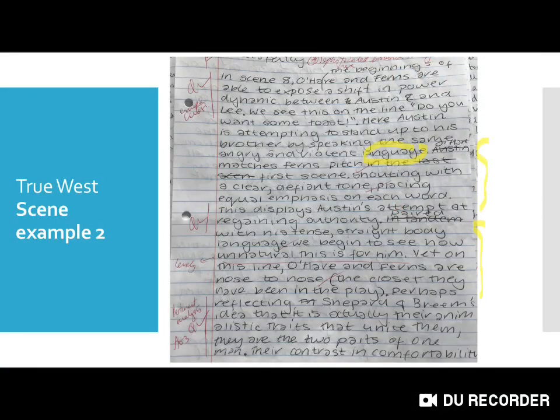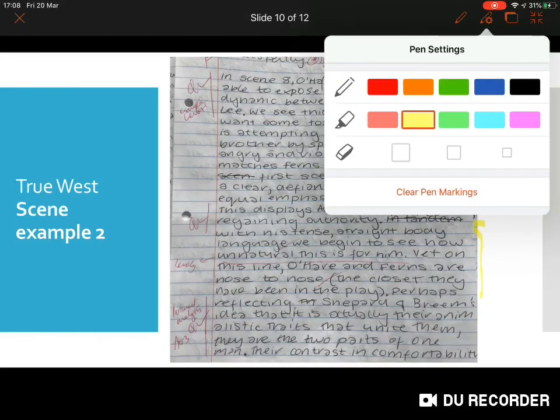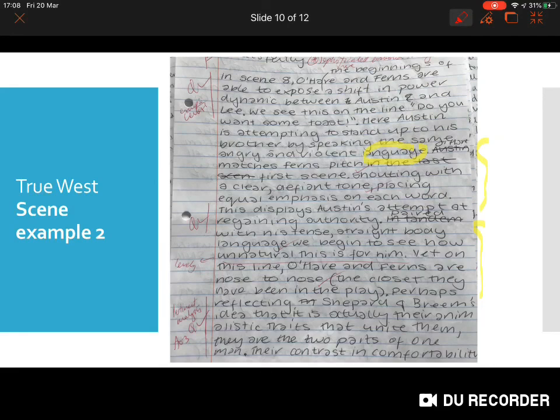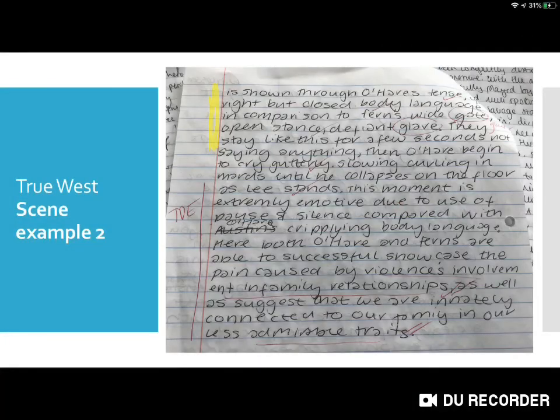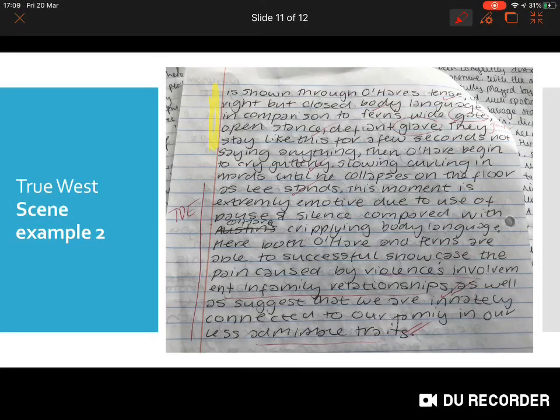The analysis and evaluation is very good, as you can see from the comments I've written around it. I love this point about the animalistic traits uniting them. That's a really nice point, that they're like animals. The two parts of one man is another fantastic comment, particularly in terms of how the performances achieve that, not just that that's the intention of the playwright. And then we've got this really fascinating insight into brother relationships.